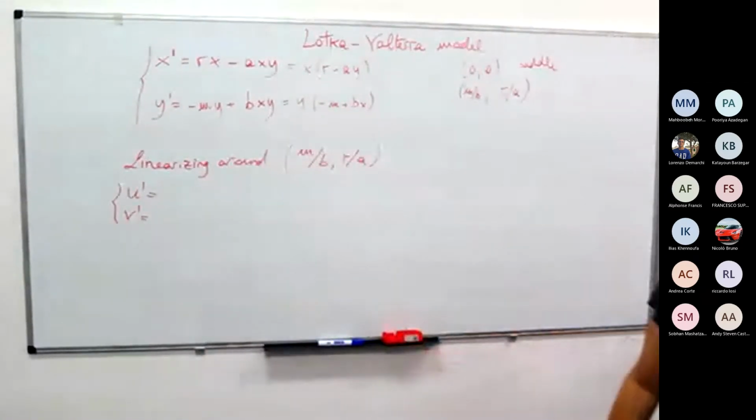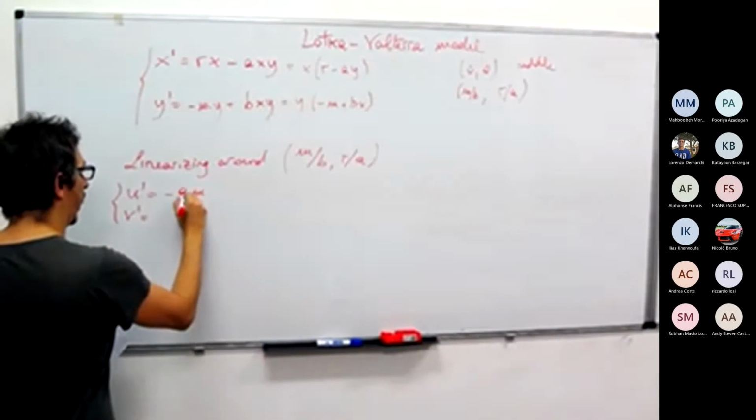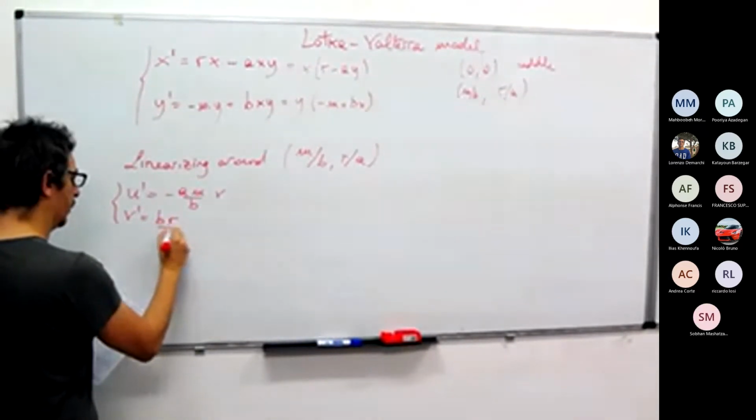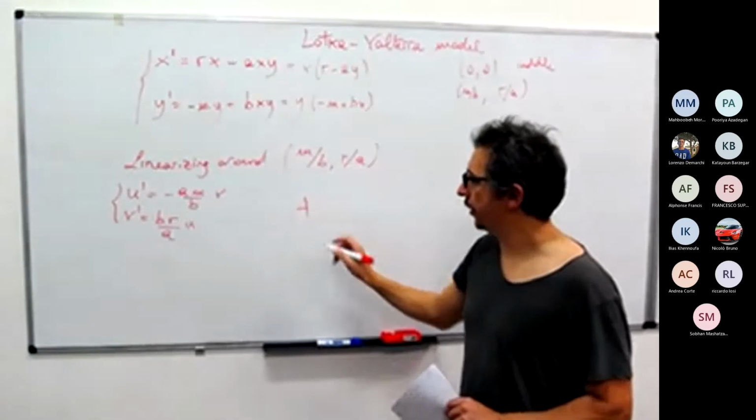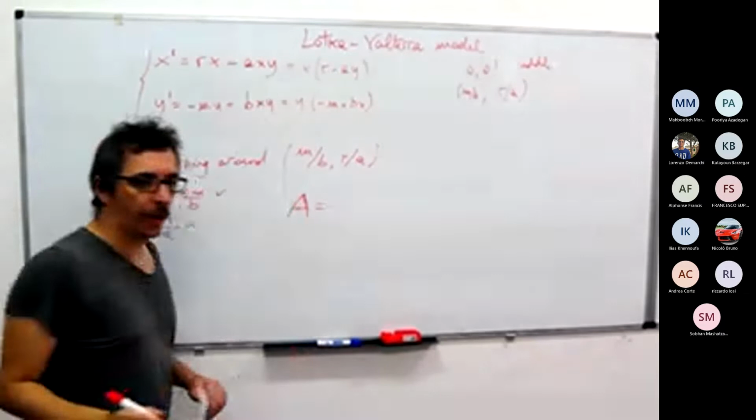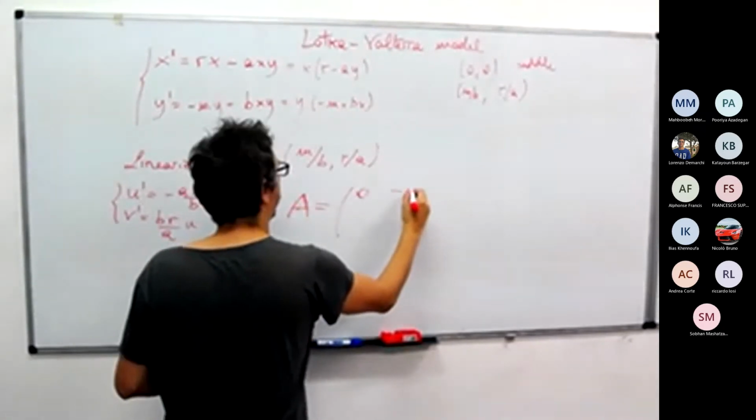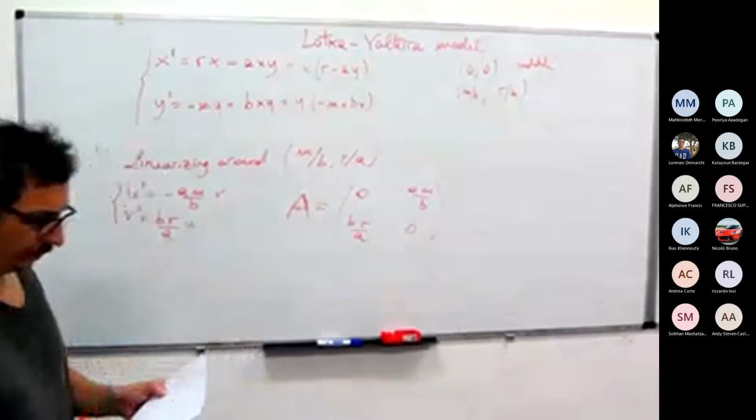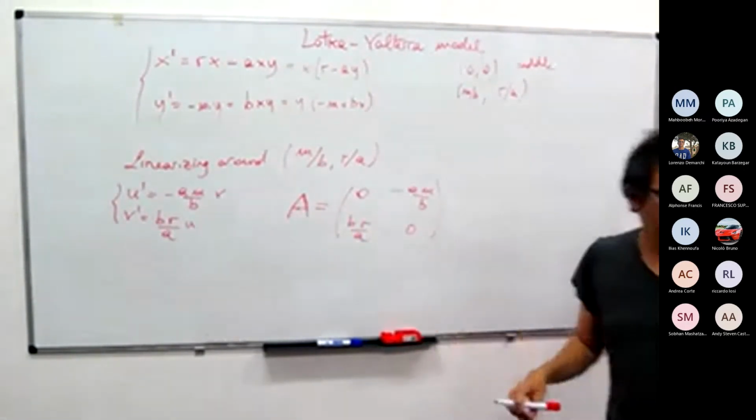Again, let me write directly the results of the linearization, which is minus A M over B times B and B R over A times U. Which basically means that the Jacobian of this linearization transformation is 0, minus A M over B, B R over A, D. So I have to find the eigenvalues of this matrix here.